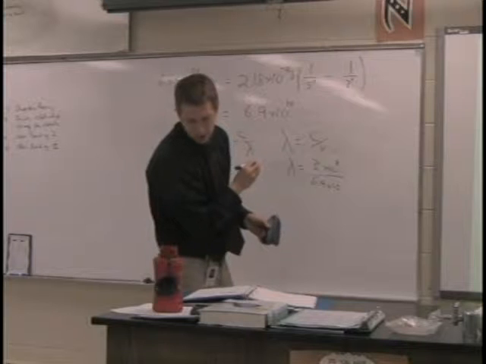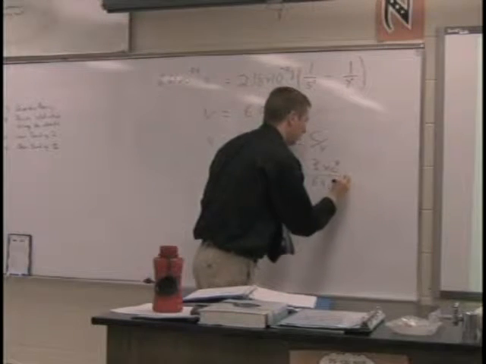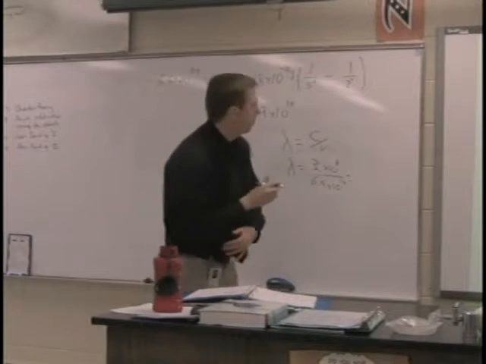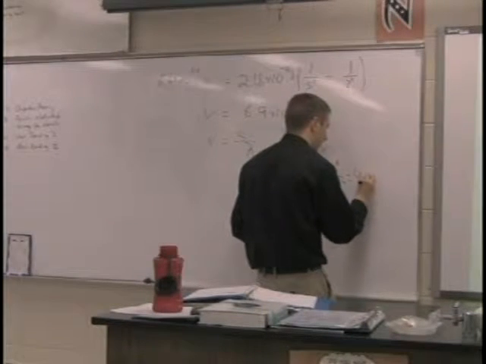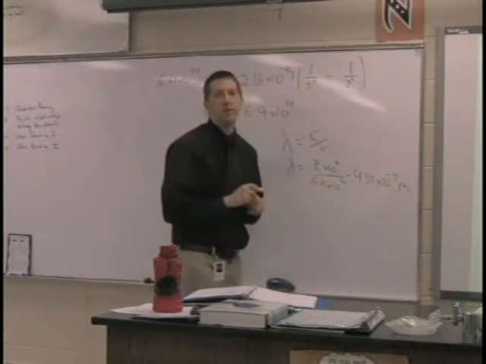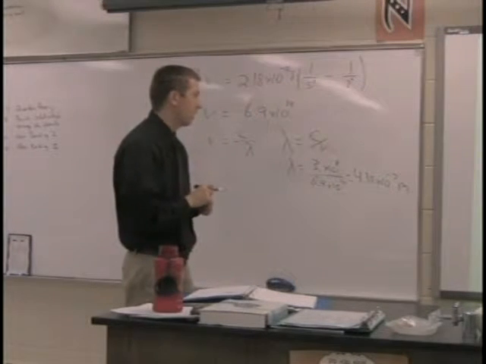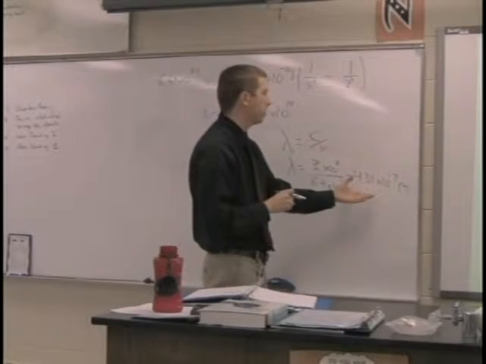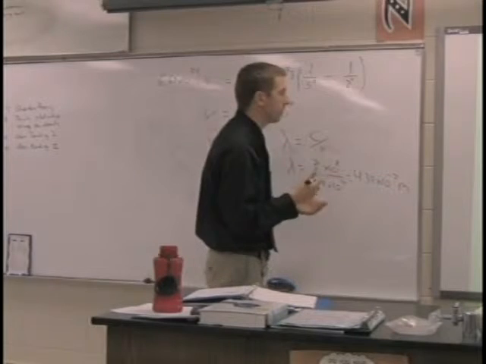to the negative 14. This would give me a wavelength of 4.35 times 10 to the negative 7. My unit is meter though. So there's one more step I have to do to solve this problem. And the step that I have to do is I have to go from meters to nanometers.